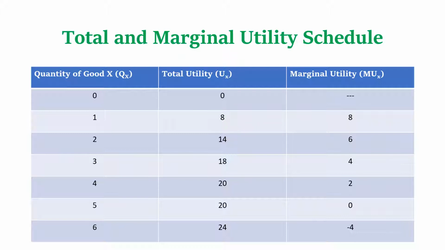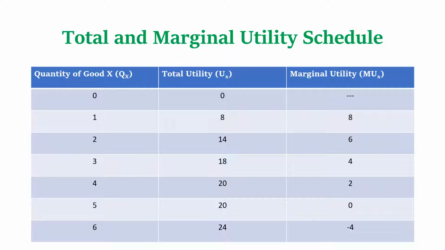So that's how we got 6 over there. Now, if the consumer decides to consume another unit, let's say 3, the total utility is 18, but the marginal utility declines to 4. So this process continues up to a point where marginal utility becomes negative.